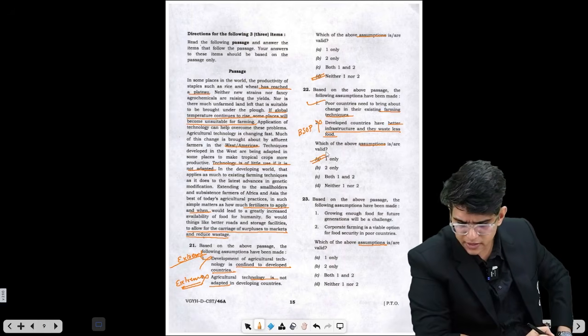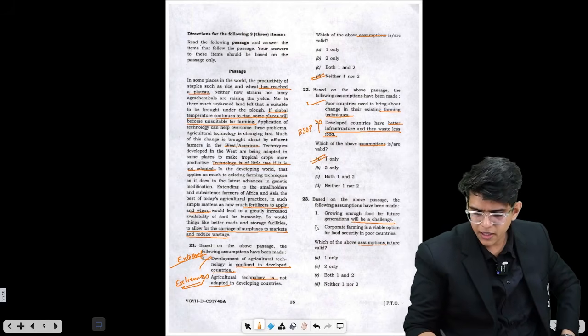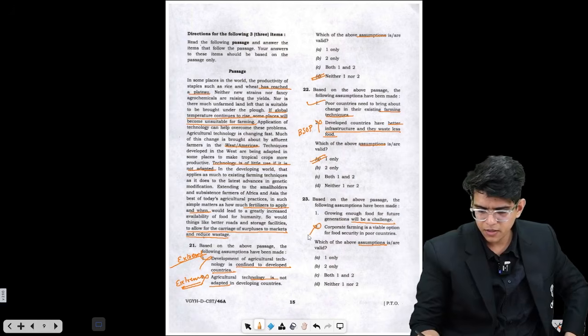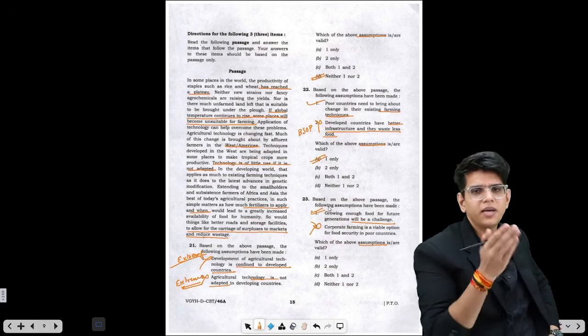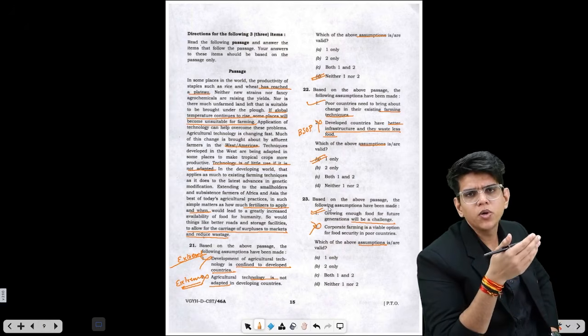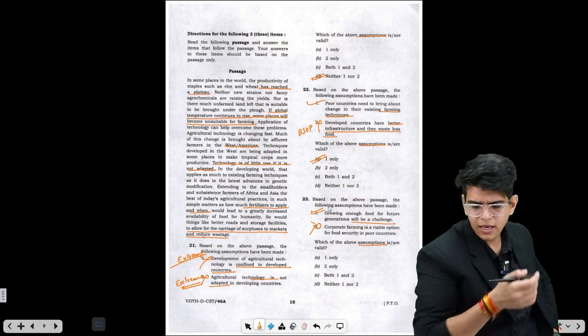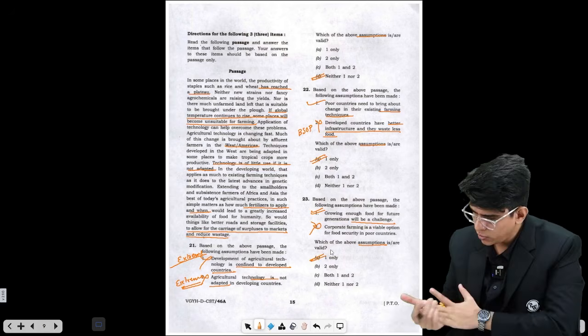Based on the above passage, the following assumptions have been made. Growing enough food for the future generation will be a challenge, right? This can be a challenge. Corporate farming, we haven't talked about it. So this can be one of the challenges discussed in the passage. The passage is written on the pretext that these things will lead to a problem of food shortages, right? So this is option A. Again, option A, one only.